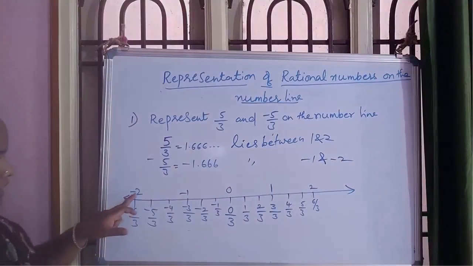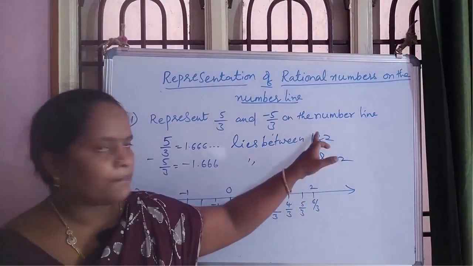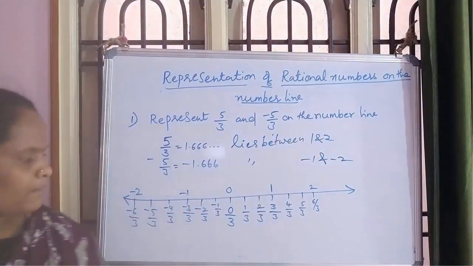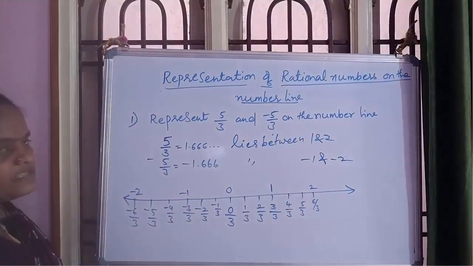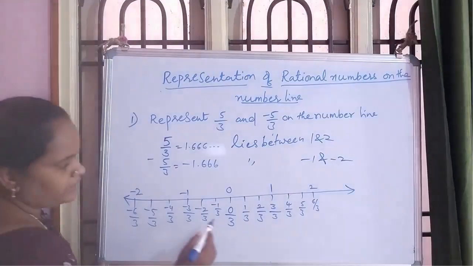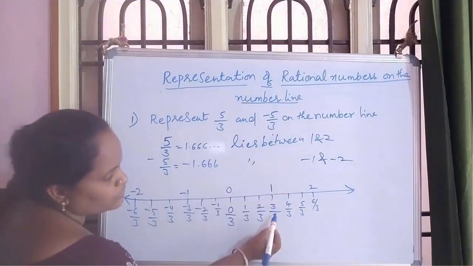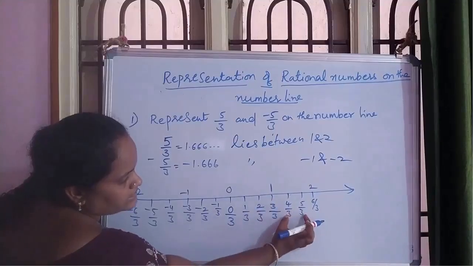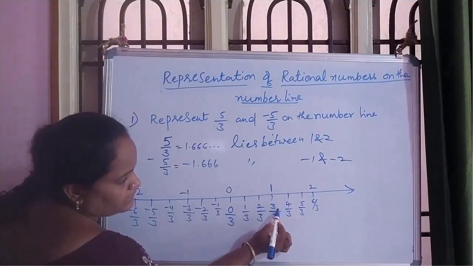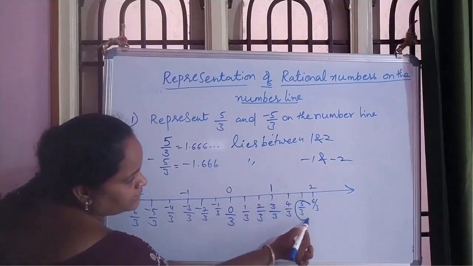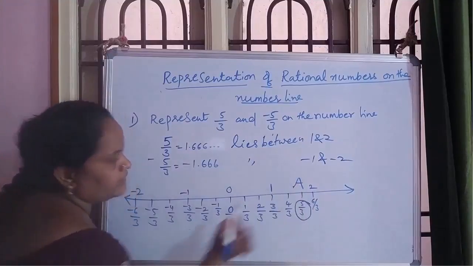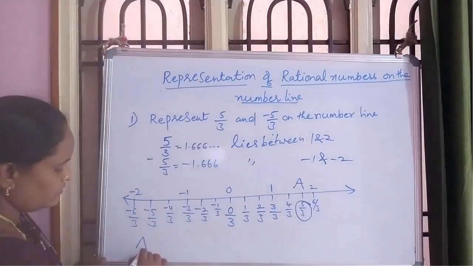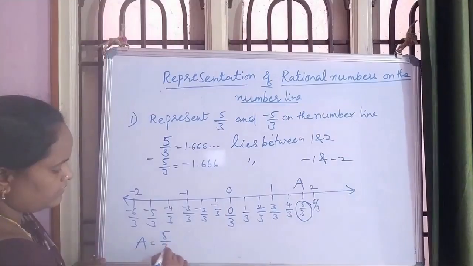So on the number line we need to have these numbers. Here, where is the 5 by 3? 5 by 3 lies between 1 and 2. So 1 we have written here, 2, and 3 in between that. Is it there? Yes, this one. 3 by 3, 4 by 3, 5 by 3. So this is our 5 by 3. So A is equal to 5 by 3.